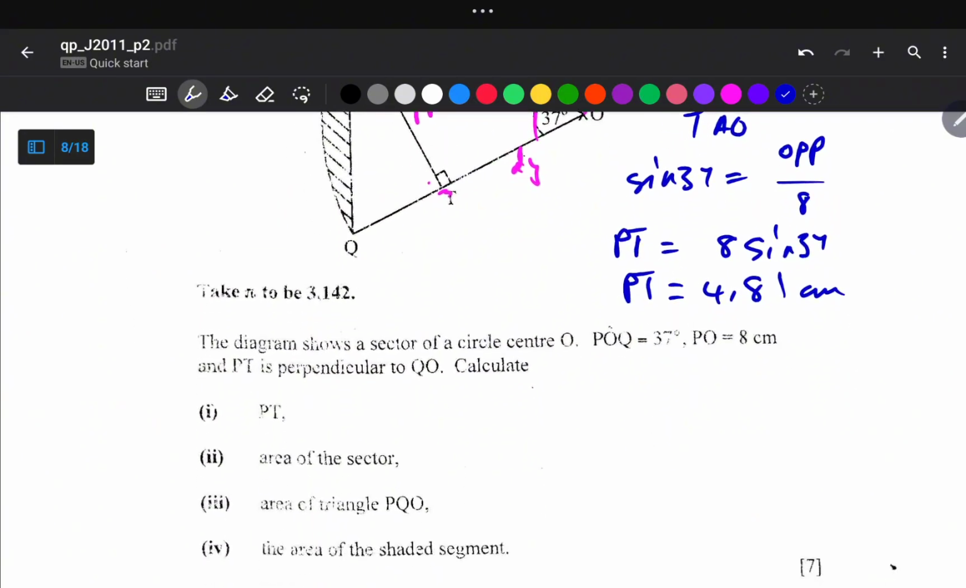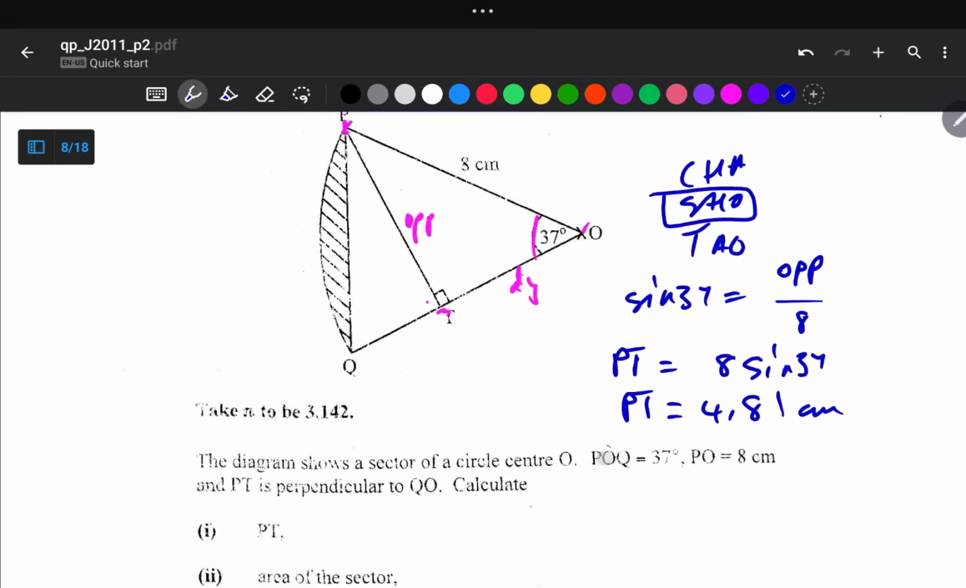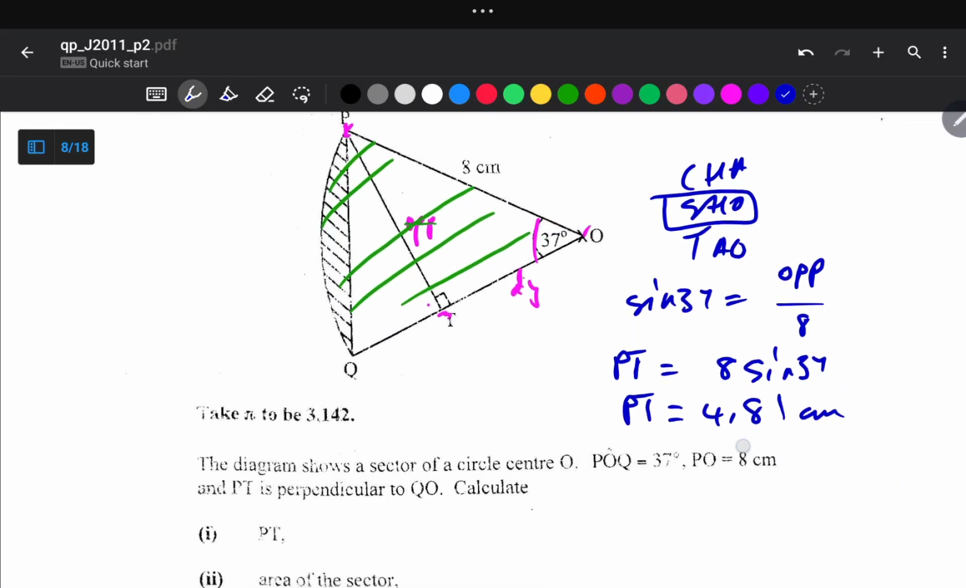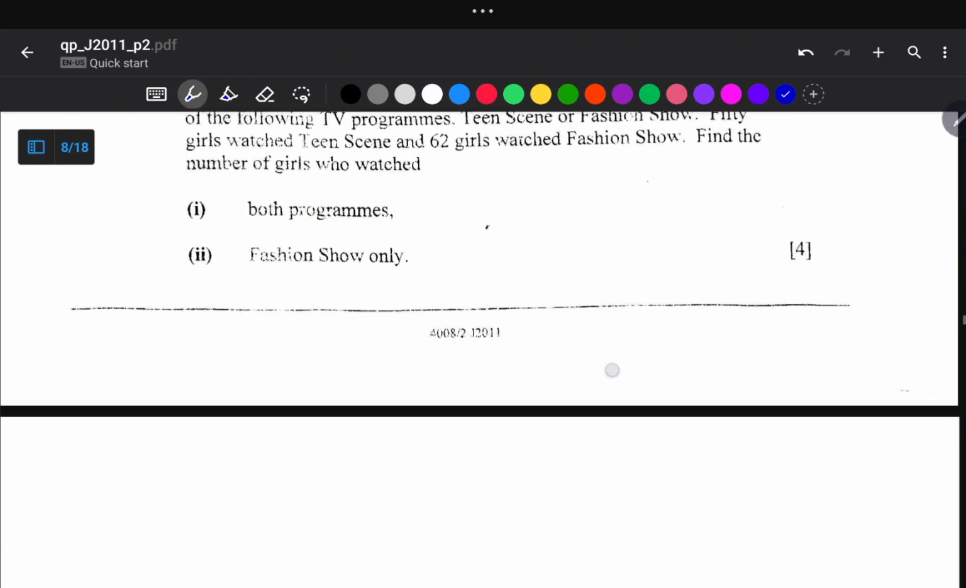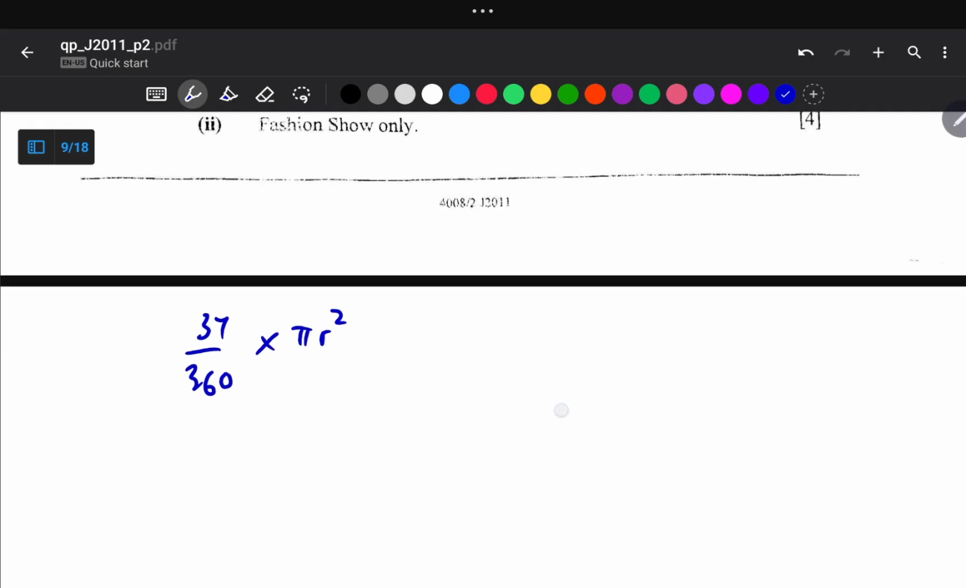And the next part of the question says calculate the area. We are required to calculate the area of the sector. So here is our sector. This whole part here is our sector. So for us to calculate the area of the sector, we are going to say our angle is equal to 37. So it is 37 over 360 multiplied by pi r squared, the area of the circle.